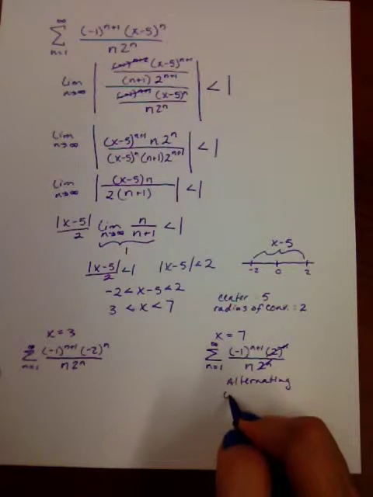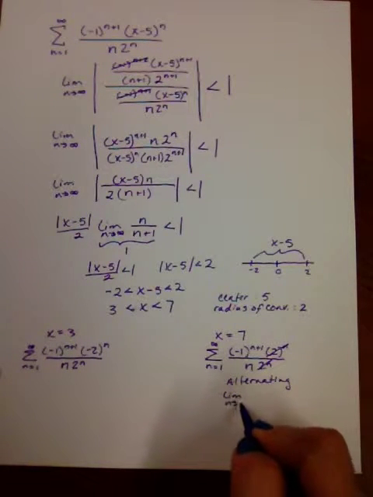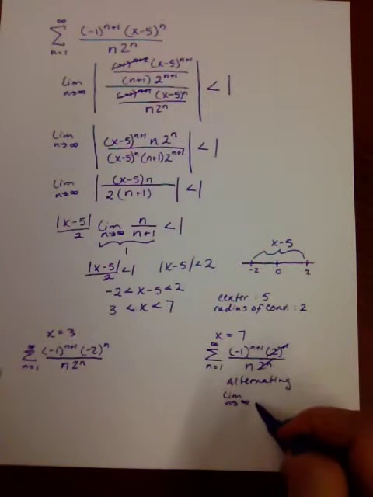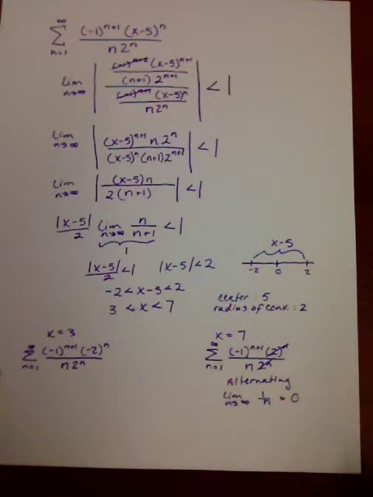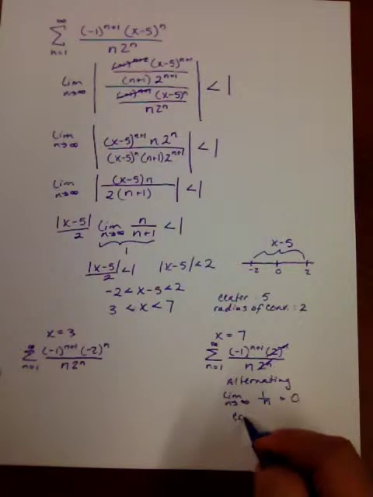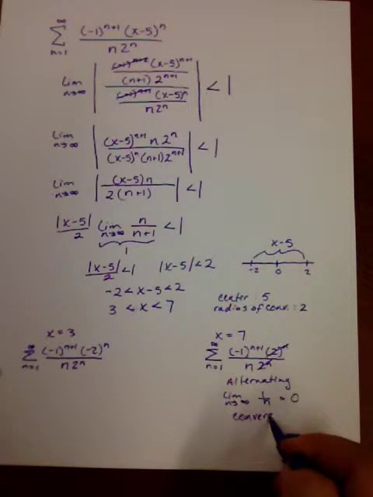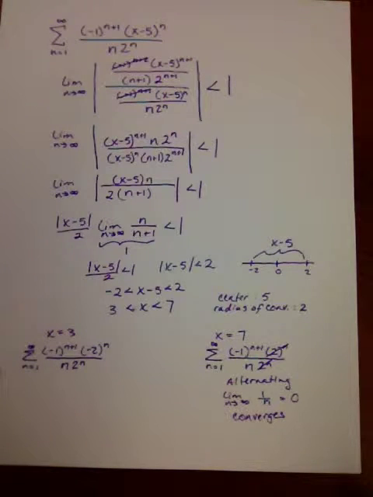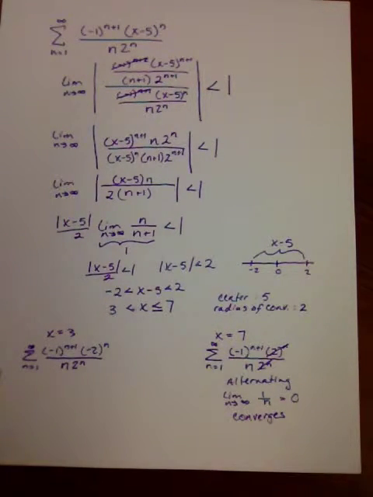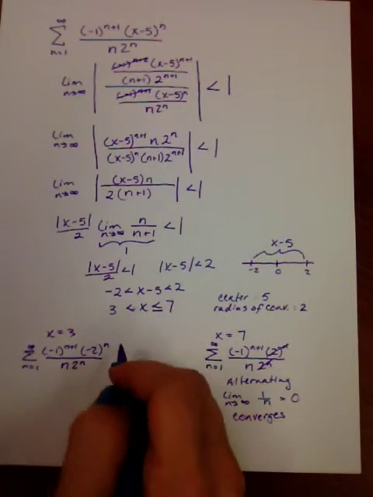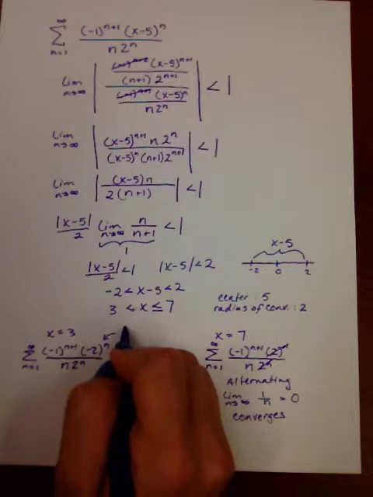So I'm going to take the limit as n approaches infinity of the non-alternating part, which will be a 1 over n. I know that that limit is 0, so this series converges. So I know that my series will converge when x equals 7, so that allows me to put an equal sign underneath that inequality.